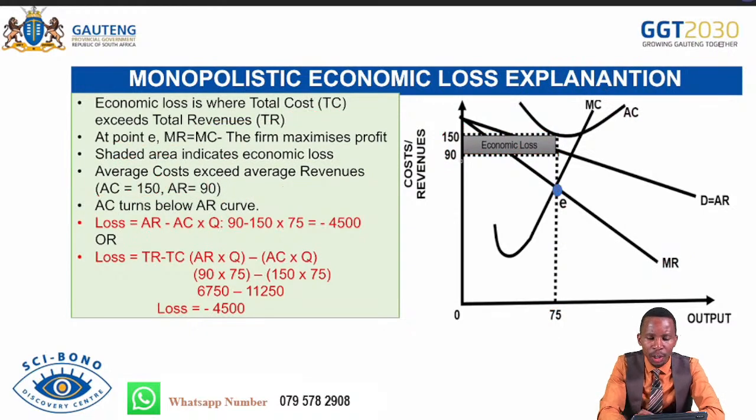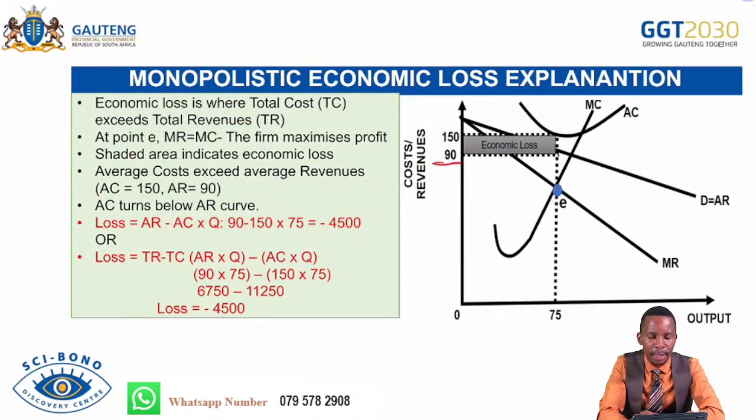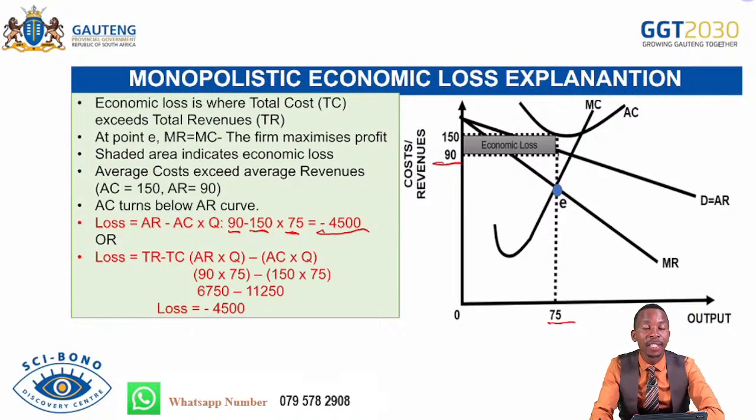So our AR equals 90. There is the value of AR, it's 90, minus average cost equals 150, minus 150 times the quantity, which is 75. And then that will be giving us negative 4,500. The firm is making an economic loss in this condition.